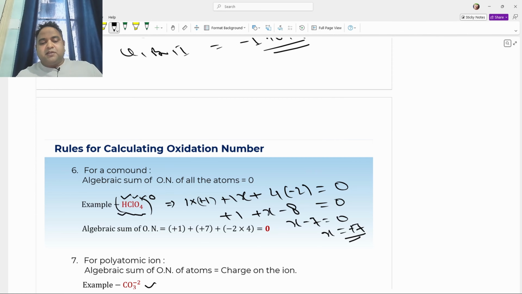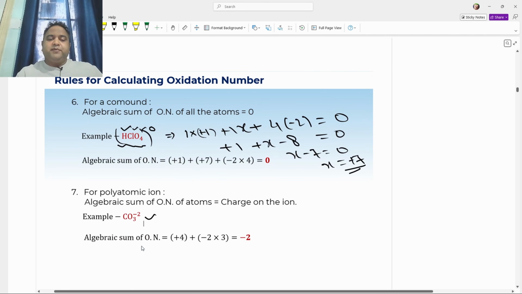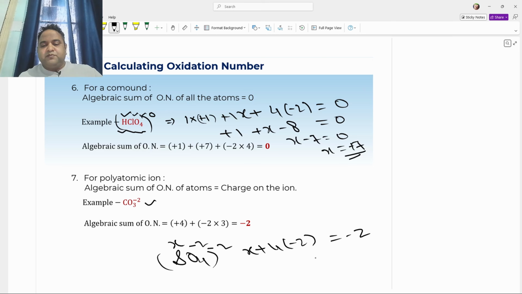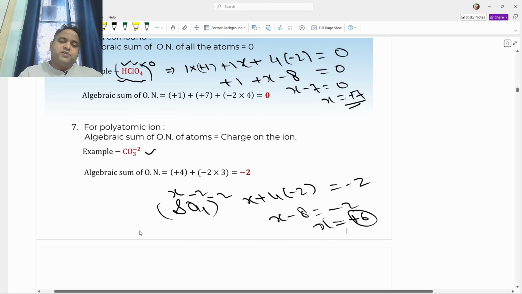And if there is any charge, if any radical is given where a charge is given, like carbonate ion or sulfate ion, I am going to take the example of sulfate, SO4 2-. We don't know the oxidation state of sulfur, so consider it as X, oxygen -2. Now X plus 4 into -2 is equal to the -2 of the entire charge. X -8 is equal to -2. X will be equal to +6.